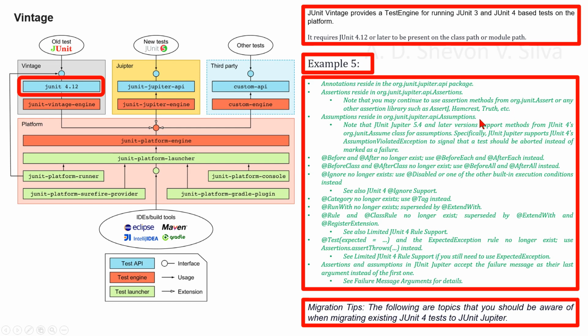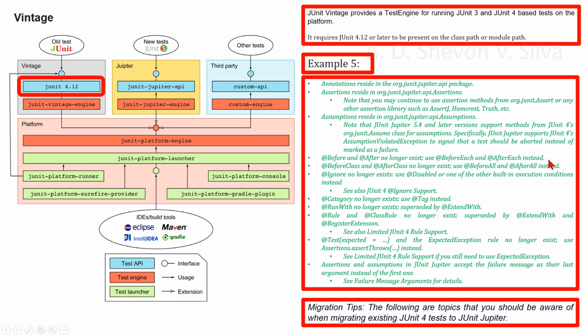Assumptions reside in org.junit.jupiter.api.Assumptions. Note that JUnit Jupiter 5.4 and later versions support methods from JUnit 4's org.junit.Assume class for assumptions. Specifically, JUnit Jupiter supports JUnit 4's AssumptionViolatedException to signal that a test should be aborted instead of marked as a failure.